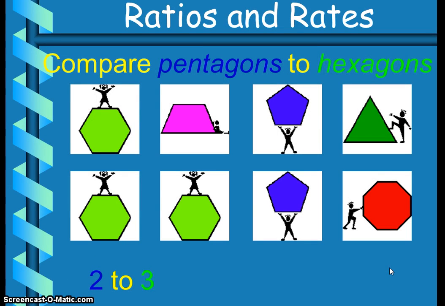Pentagons to hexagons. Now we're just comparing 2 different ones, not comparing to the whole at all. So the pentagon has 5 sides, so that's this guy, so there's 2. And how many hexagons are there? Well, there's 3. 1, 2, 3, the 6-sided figures. So again, pentagons to hexagons is going to be 2 to 3. If it asks for hexagons to pentagons, we would say 3 to 2. Okay.